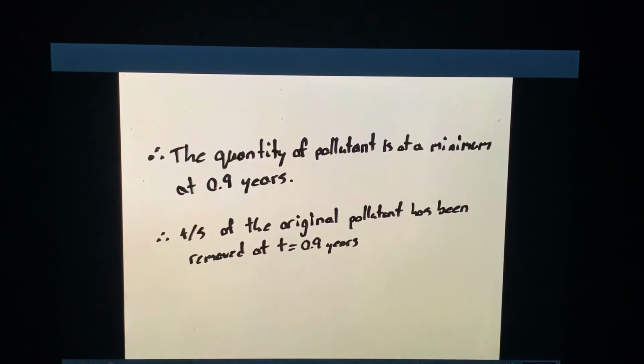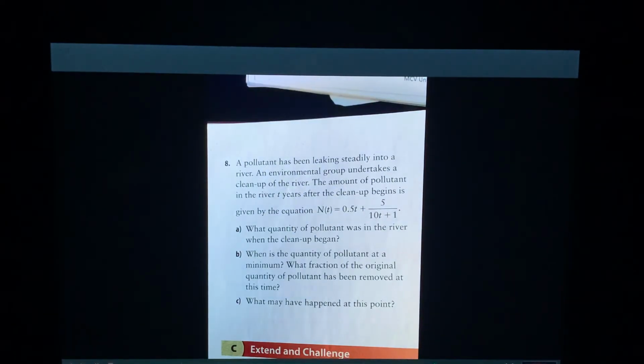To finish the question off, we must now sum up our findings by writing two therefore statements. We will start by saying therefore the quantity of pollutant is at a minimum at 0.9 years. Our second statement will be therefore 4 out of 5 of the original pollutant has been removed at t equals 0.9 years. The last part of the question asks what may have happened at this point.